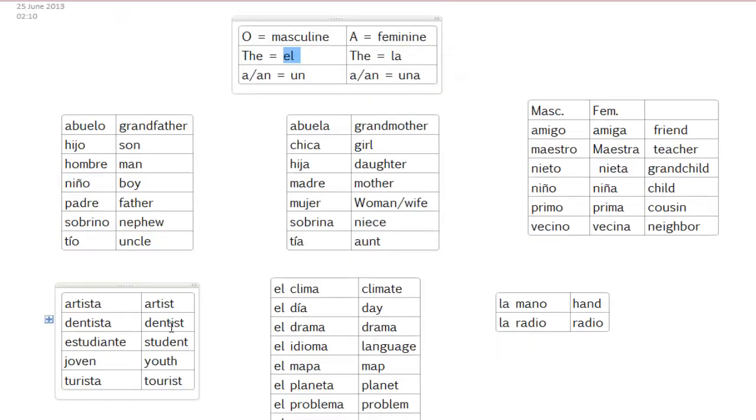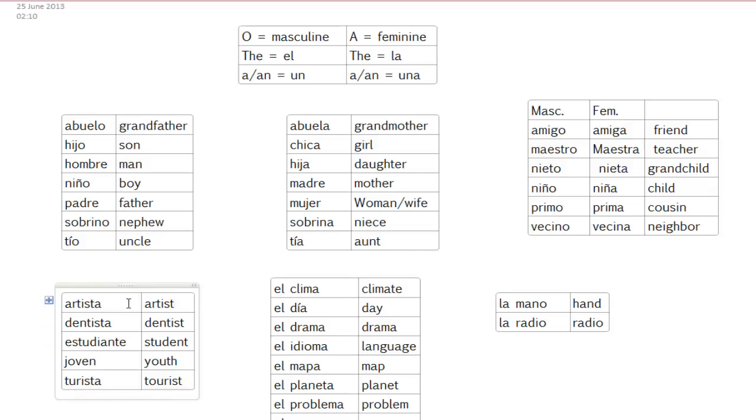All right. So there's a group of words like this. For example, the male artist will be el artista, or the male dentist, el dentista. The female dentist, la dentista. Okay, and it's the same with the student. El estudiante, la estudiante. El joven, la joven. El turista, la turista. Okay, now this happens with a few of these.